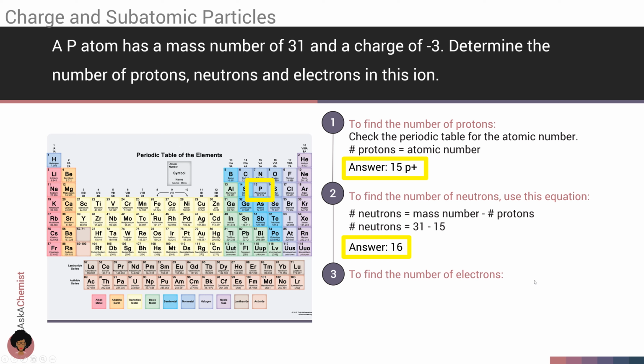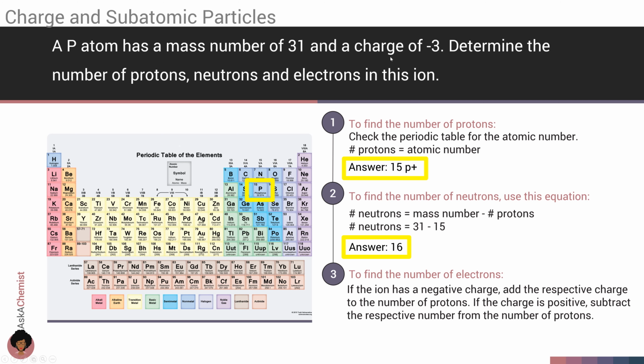Now, to find the number of electrons, we have to look at the charge. So our phosphorus ion has a charge of -3. If the charge is negative, you add that charge number to the number of protons to give you the number of electrons that have been added to the ion. If the charge is positive, you subtract that number from the number of protons, and that signifies the number of electrons that have been removed from the ion.